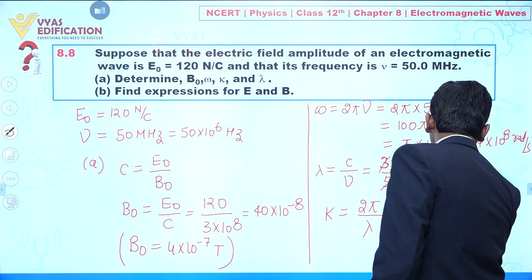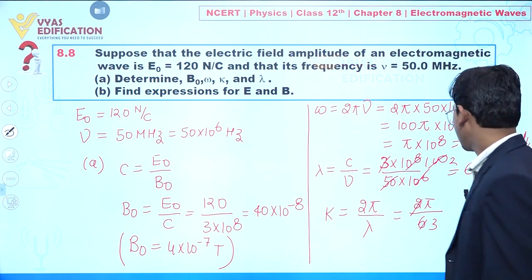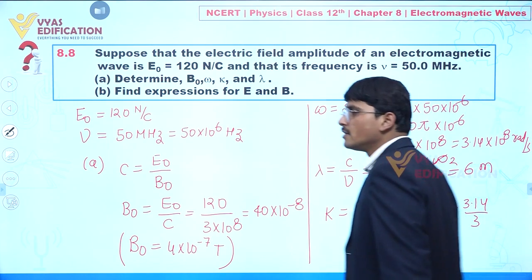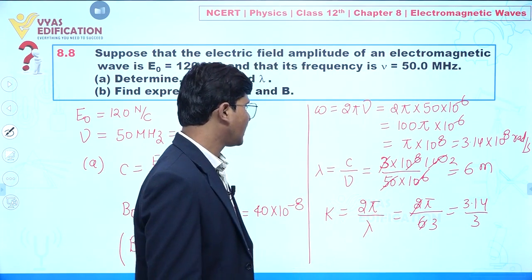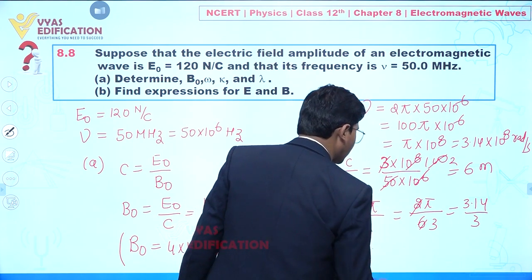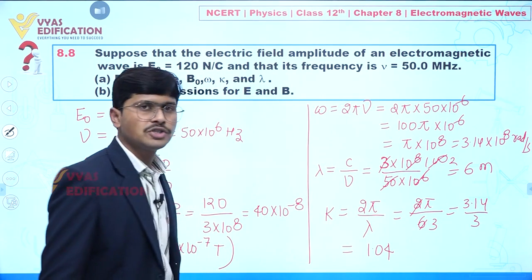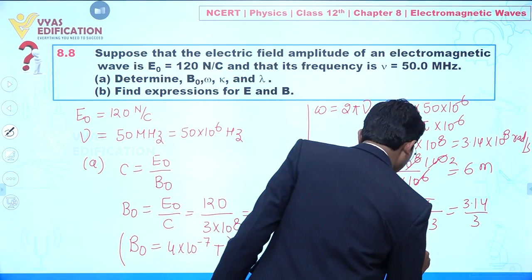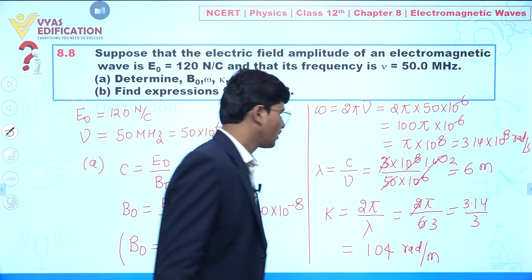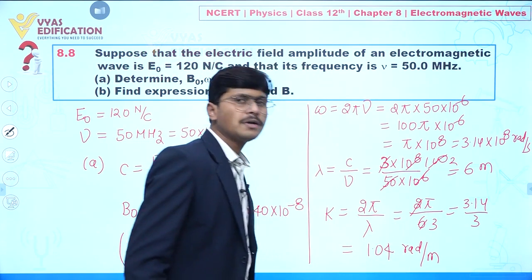Now we can put here 2 pi by lambda, this is 6, so we can say this is 3. Value of pi 3.14 divided by 3. Value of k is 3.14 divided by 3, and this is given by 1.04, so 1.04 radian per meter. This is 2 pi by lambda and this is 1.04 radian per meter.